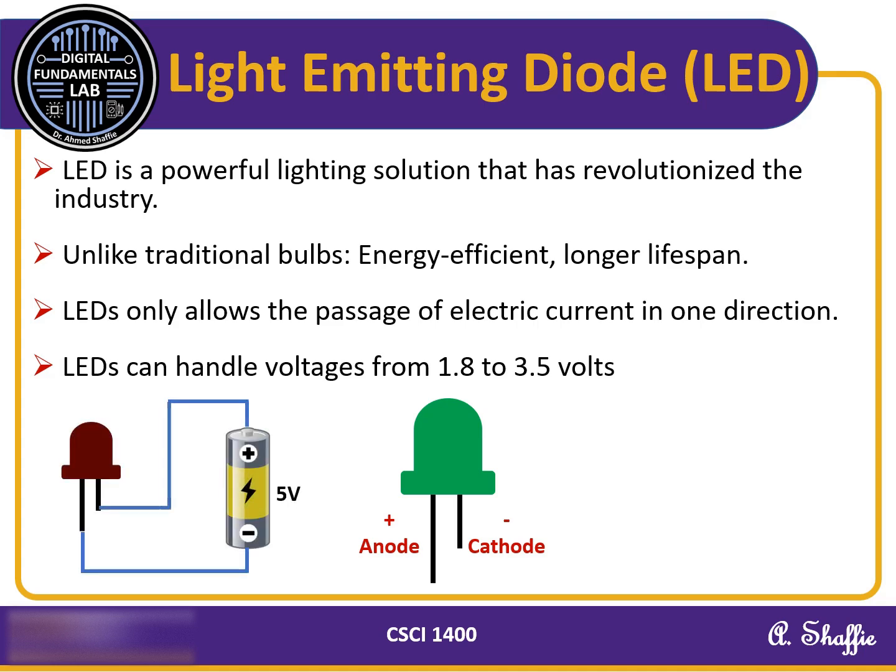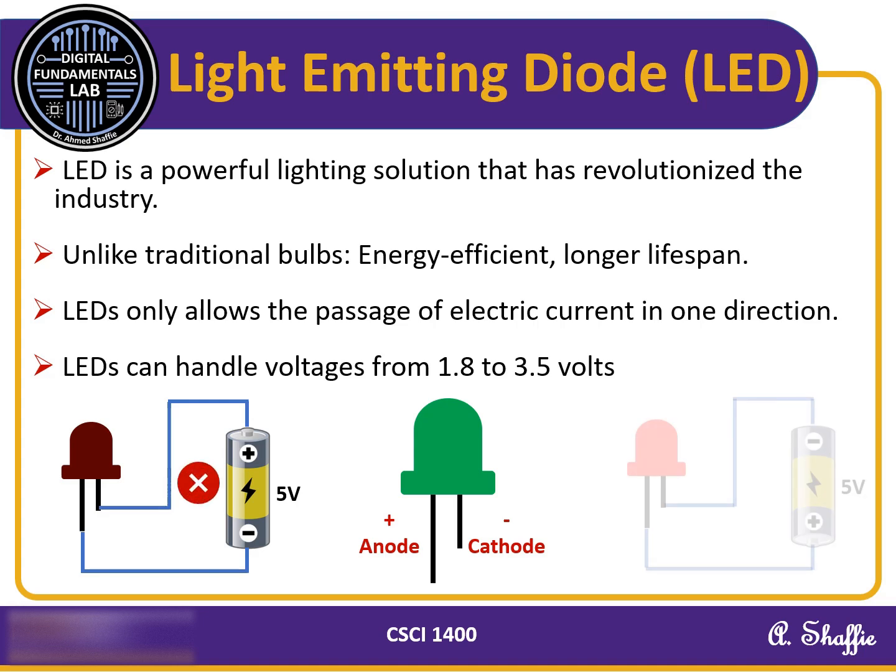In the first example, the LED is connected the wrong way, so it won't light up. Why is it connected the wrong way? Because the positive is connected to the negative and the negative is connected to the positive. And this is not the right way to connect an LED. This is why I said the LED can only allow the passage of the electric current in one direction. So this connection is not correct.